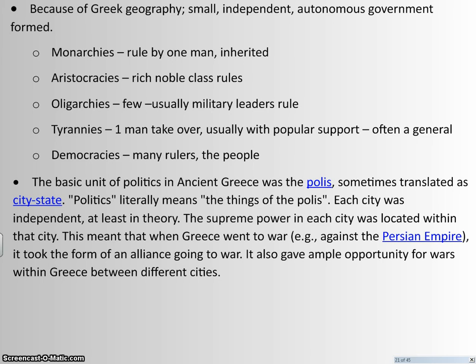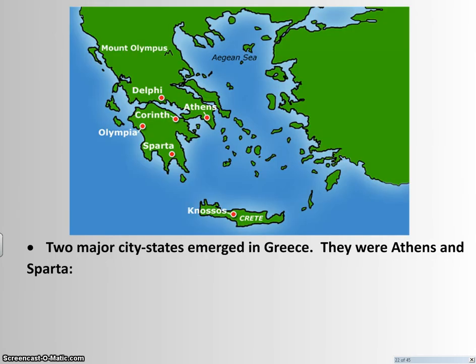It also gives them ample opportunity for wars between them. And we're going to talk about external wars, the Persian Wars, and later we will talk about an internal Greek civil war called the Peloponnesian War. Okay, 2 major city-states emerge. You should be familiar with them. They are Athens, up here on the Attican Peninsula, and then down below on the Peloponnesian is Sparta.